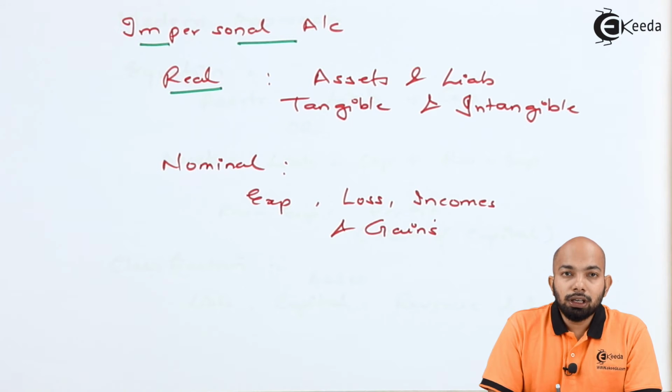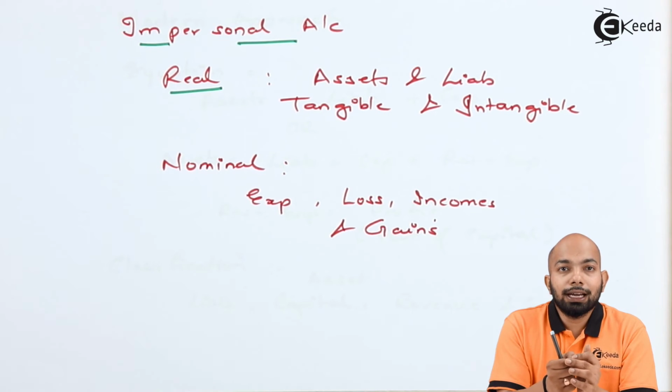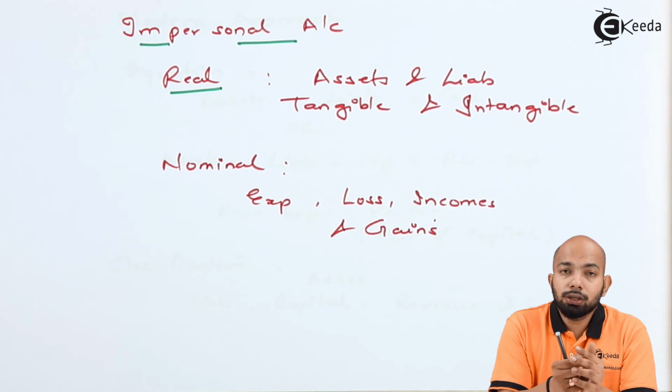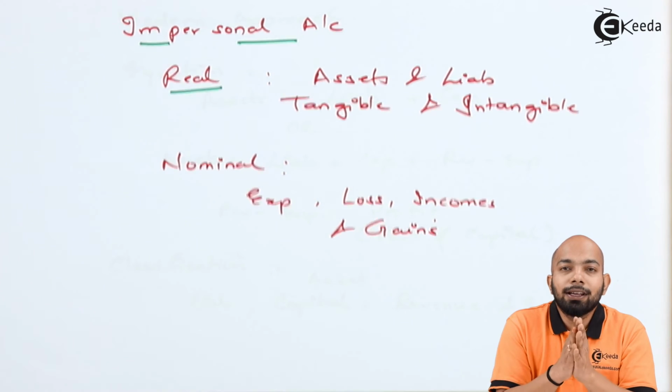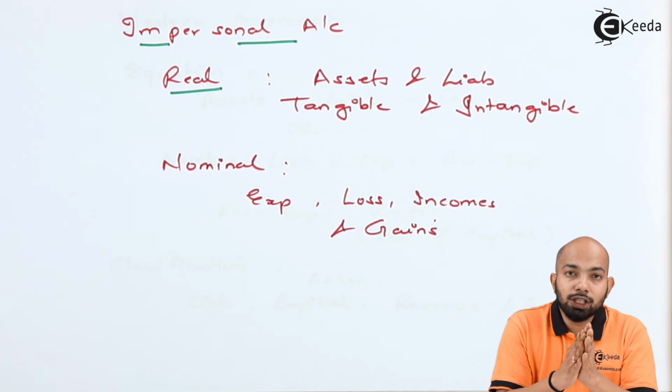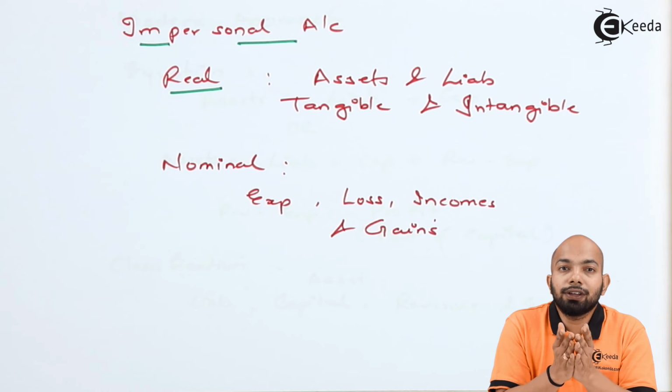So to give you a brief gist of all these things, personal and impersonal, which is part of the traditional approach: under personal we have specific categories, that means natural, artificial, representative. Under impersonal we have real accounts and nominal accounts. Real will have two categories further, that means assets and liabilities, and assets will have a further classification of tangible and intangible assets. Nominal accounts have different categories like expenses, income, loss and gains. So this is the traditional approach that we follow when it comes to any double entry bookkeeping system.